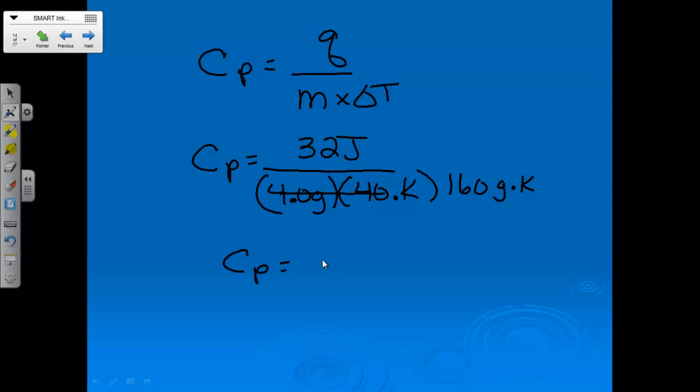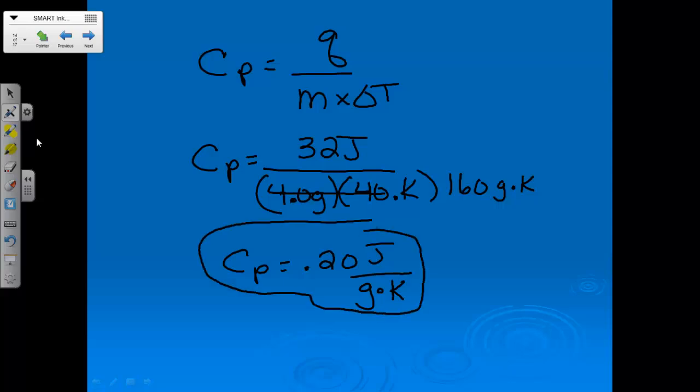Remember, my final answer can only have two significant figures. So for my Cp, specific heat, it's going to be 0.20, and my units are joules over grams times Kelvin. And that's my final answer with two sig figs and a unit. And remember, that comes from the fact that I had joules up here and then grams times Kelvin. Nothing cancels out, so I've got to keep all of it.